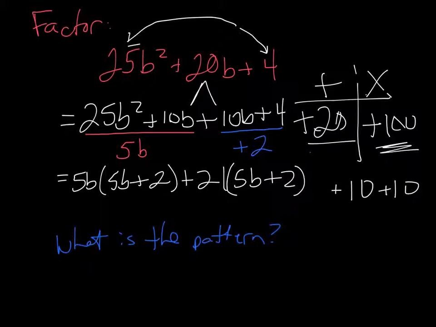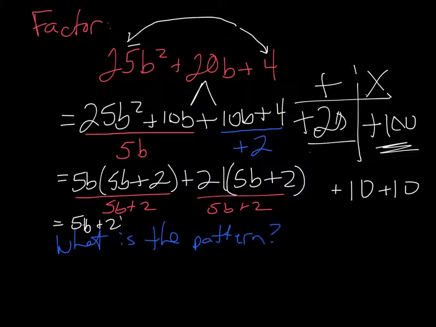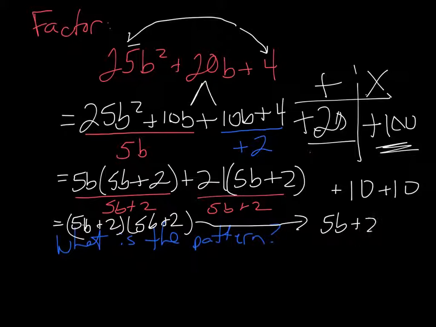So now I'll divide out the common factor of 5b plus 2 and 5b plus 2, and I'll get the answer of 5b plus 2 times 5b plus 2, which you can also think of, and I'll just write it here, as 5b plus 2 squared.